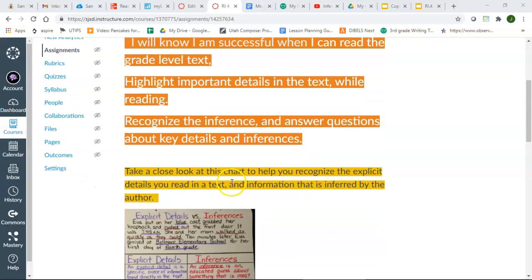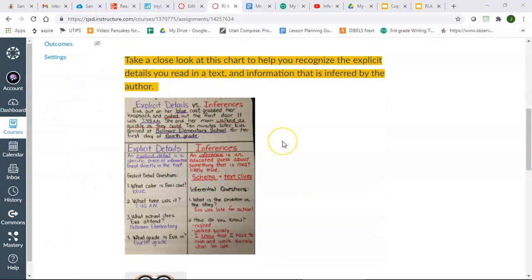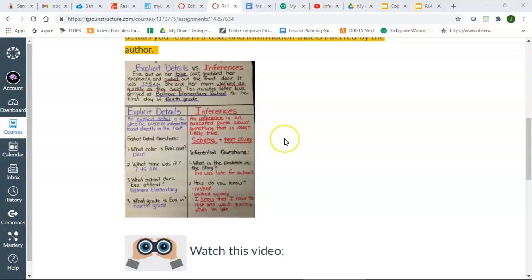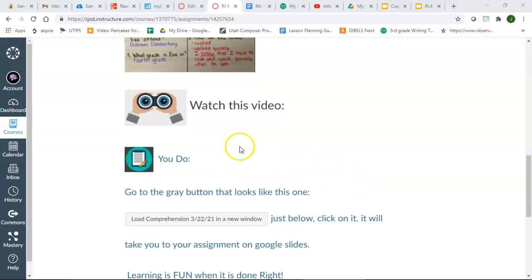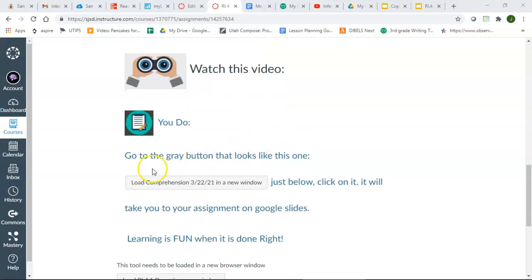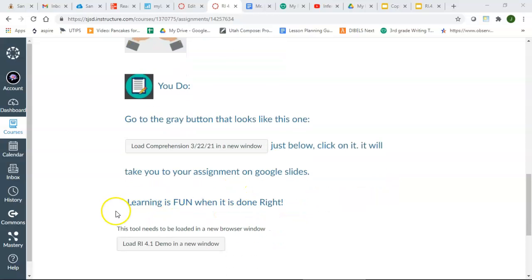Okay, so you're going to take a look at the chart. This is kind of an example of what you'll see Monday. In fact, it's pretty much what you'll see. This video that I'm doing right now will be right here, so you'll see that in your module, your assignment. So what you're going to do is go to the gray button that looks like this one, just below. Click on it. It will take you to your assignment on Google Slides. Always remember, learning is fun when it's done right.